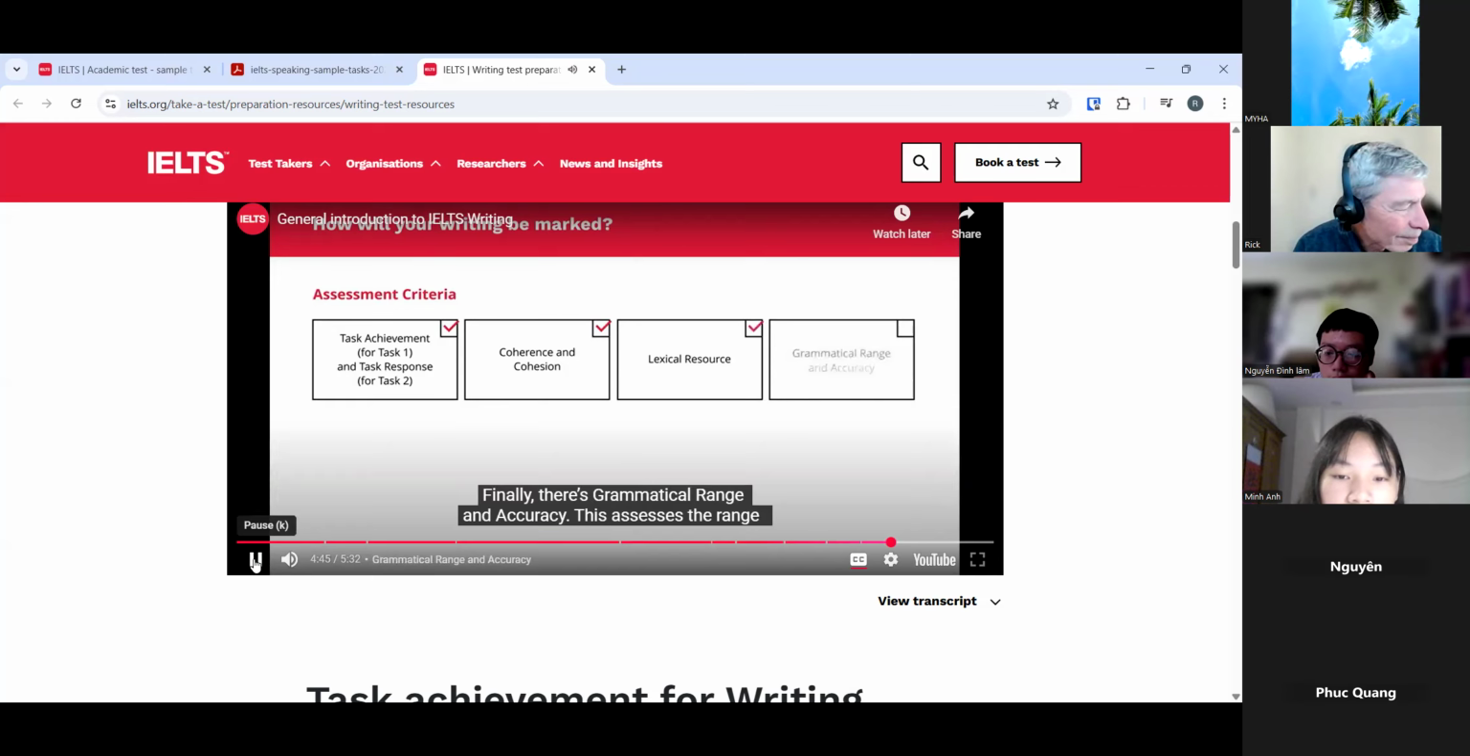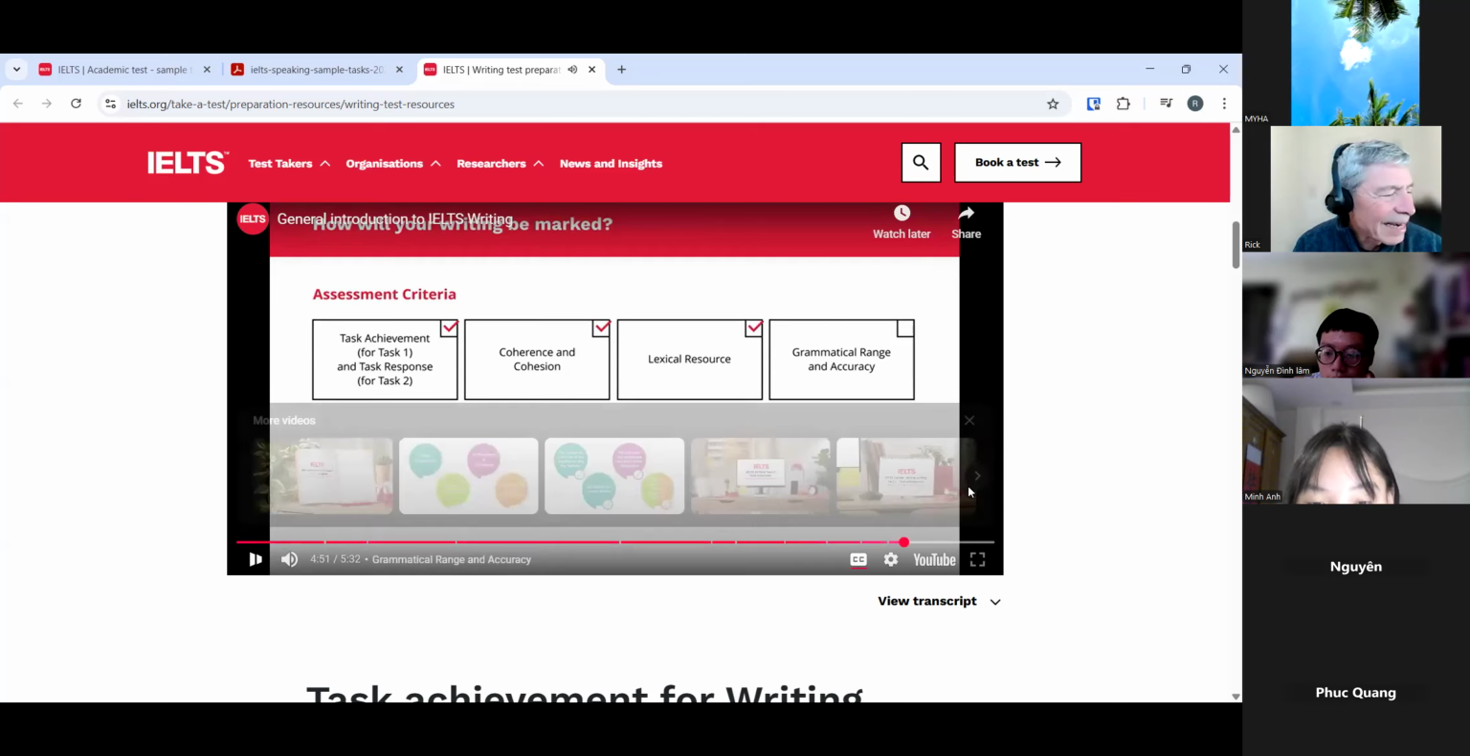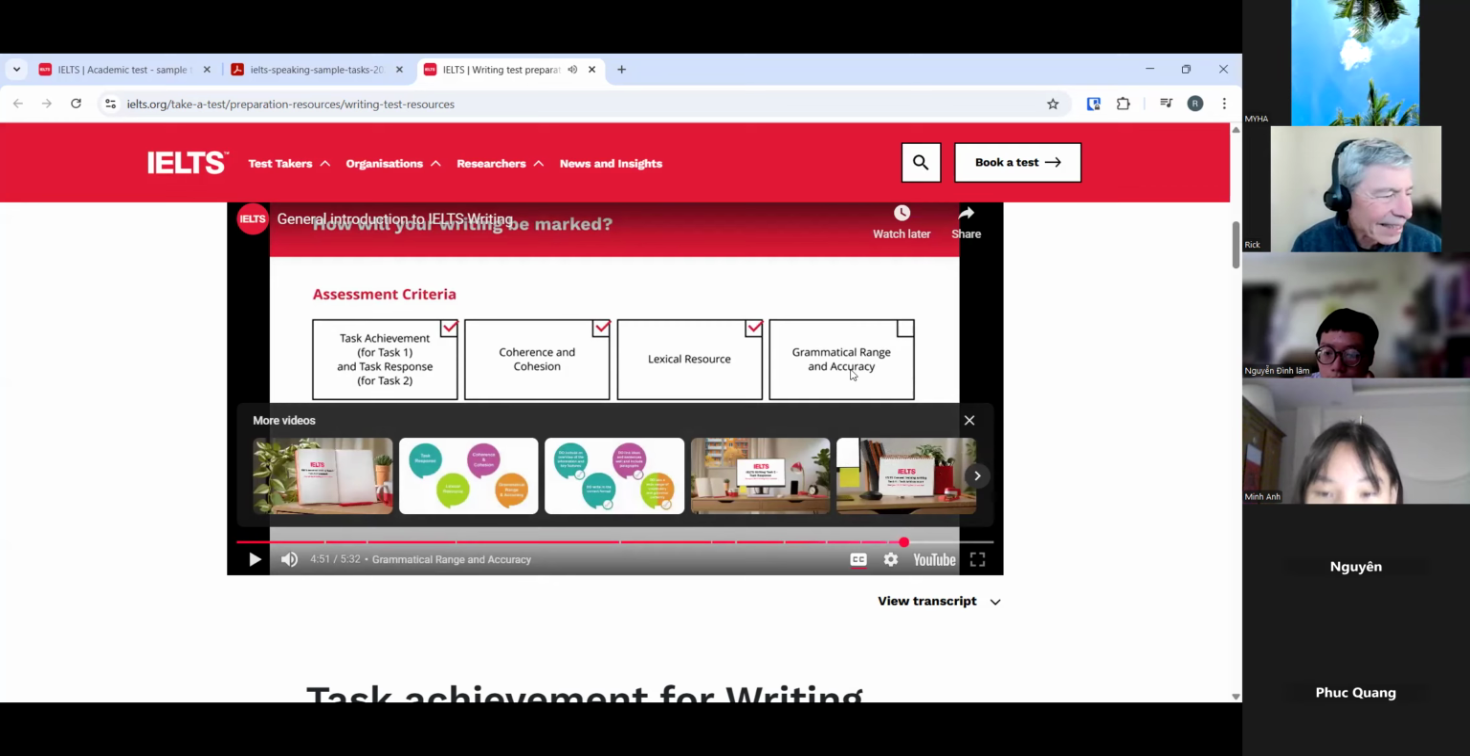Finally, there's grammatical range and accuracy. This assesses the range and appropriacy of grammar you use. This one is very easy to understand. Are you using the correct grammar? For example, are you using the correct tense? Past tense, when we talk about things that have happened in the past. Present tense, when we're writing about things that are happening now. Are you using the correct form of words?